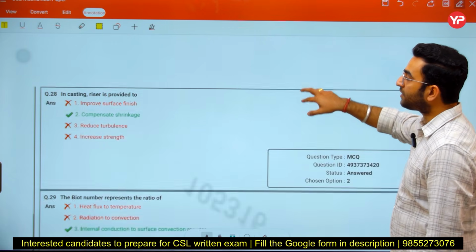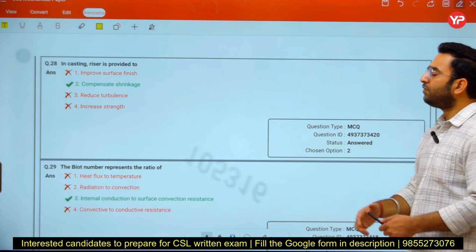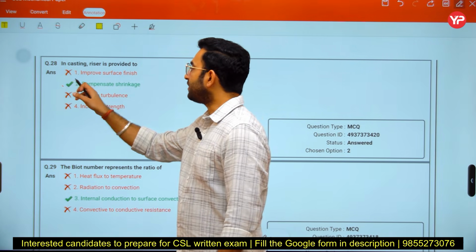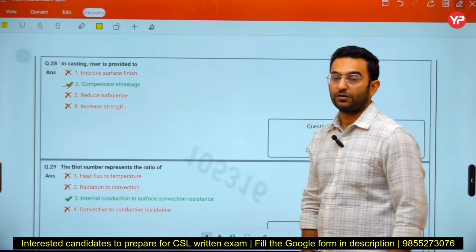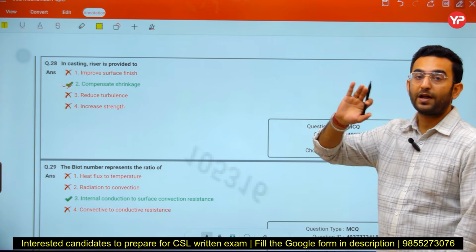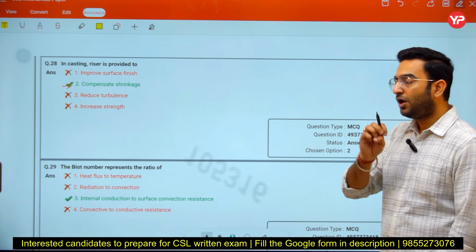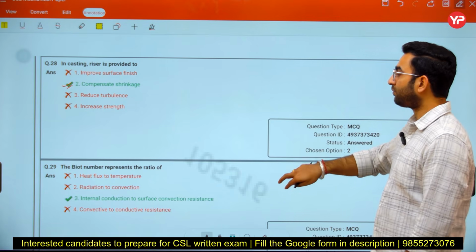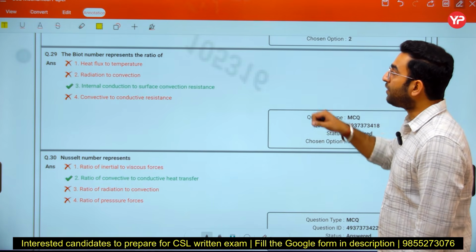Next, in casting, what is the use of a riser? A riser is provided to compensate for the shrinkage. That is a very simple question. If we talk about shrinkage, there can be liquid shrinkage, solid shrinkage, as well as solidification shrinkage.